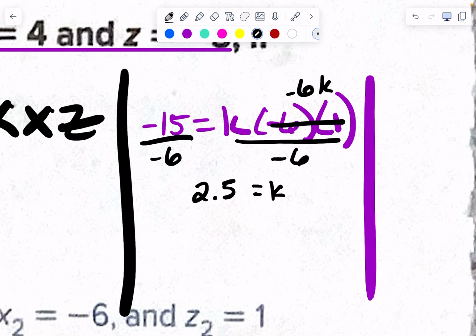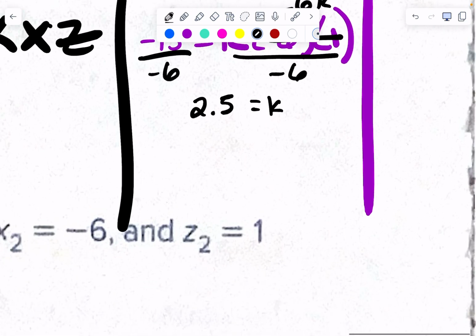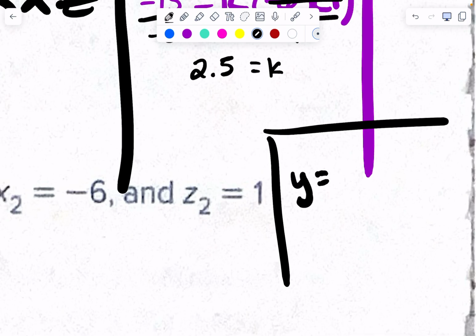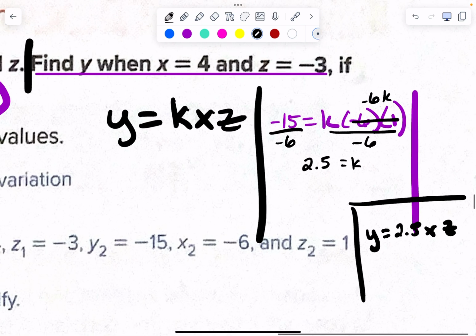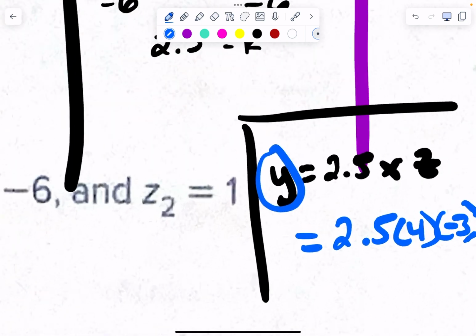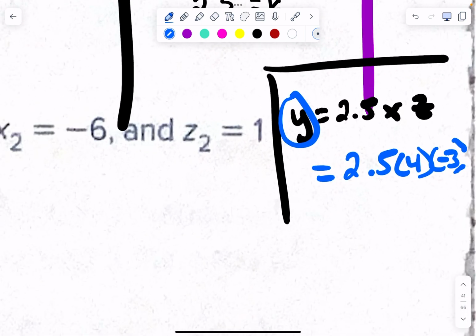That's what k is. All right, now, before I start part 3, which I'm going to do down over here, I ran out of room. Before I start part 3, I'm going to go y equals kxz, but I know k is 2.5, so 2.5xz, right? Now it says find y. Great, I'm finding y. When x is 4 and z is -3, okay? What's 2.5 times 4 times -3?